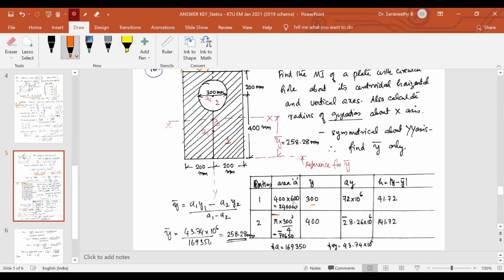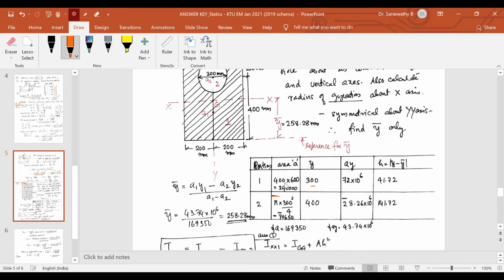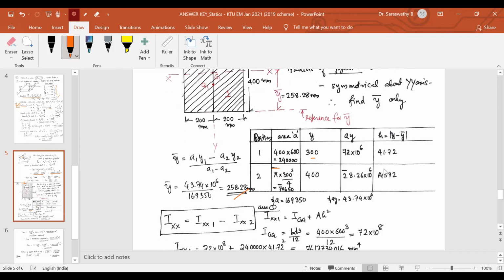So y2 is 400. Do a1 y1, a2 y2, and a1 minus a2, that is sigma a, because it is already given minus. So sigma a is 72 minus 28, 43. So a1 y1 minus a2 y2, or sigma ay divided by sigma a, will give you the y bar distance. Y bar is 258.